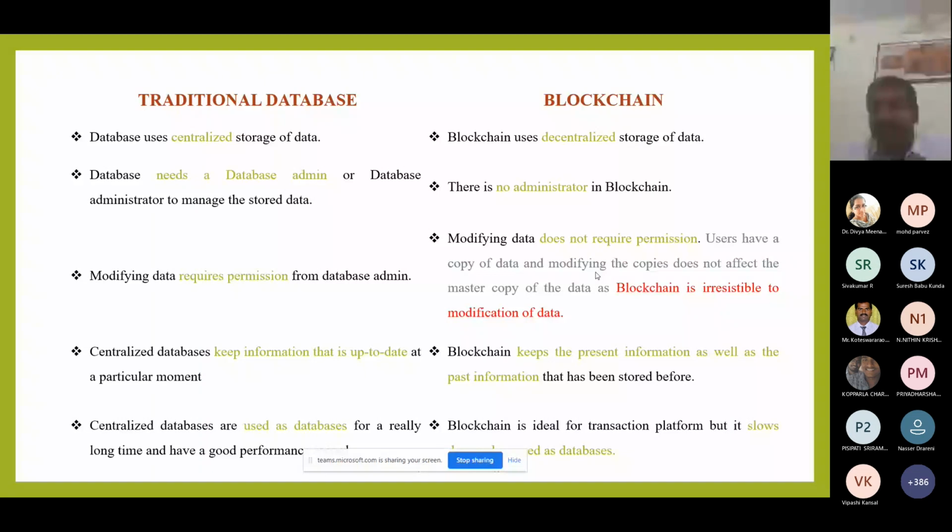Here in the blockchain, what happens? Nobody needs any permission if you want to modify it, but it will be reflected in the public ledger only if everyone agrees to this particular thing. So a user has a copy of data and can modify the copy. However, this modification will not affect the master copy of the data. This will be affected only when all the other users agree on this particular modification.